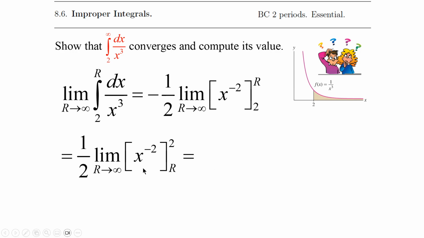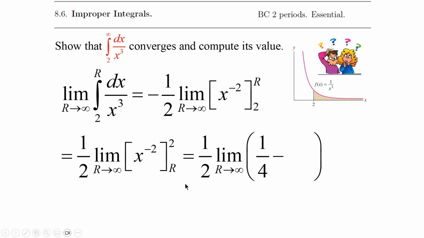So this is going to be, well, 1/2 of the limit as r approaches infinity of, fundamental theorem of calculus right here. F of b would be 2 to the negative 2, which is 1/4. And then f of a would be r to the negative 2, or 1 over r squared if you like to see it like that. And I know I like to see this like that, because isn't r approaching infinity? So 1 over r squared would be approaching 0, giving me a 1/4 times a 1/2, and my answer is 1/8.